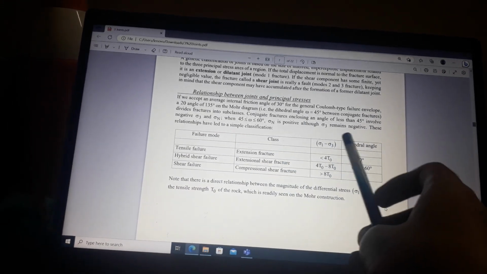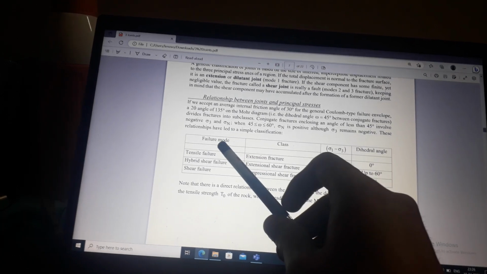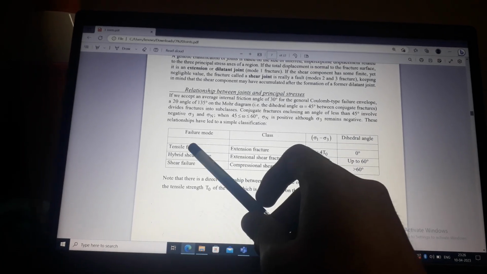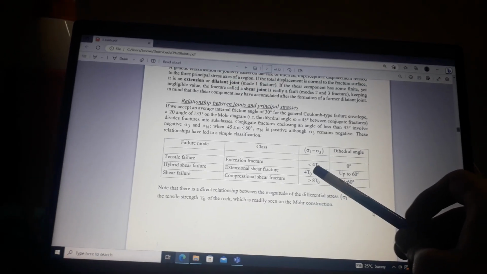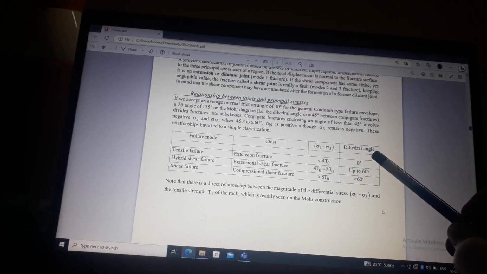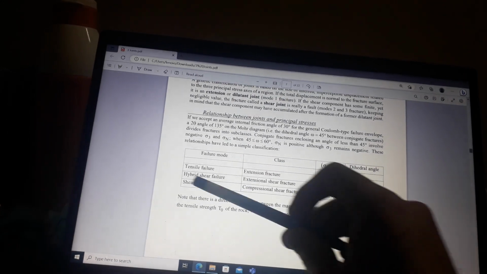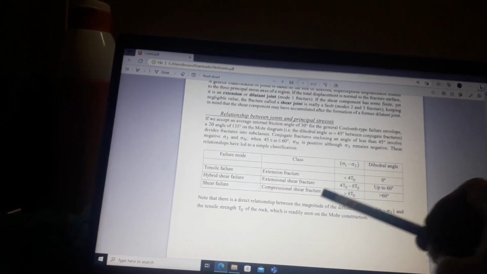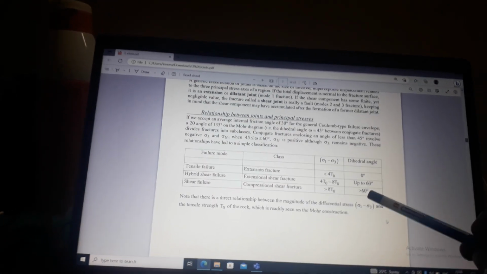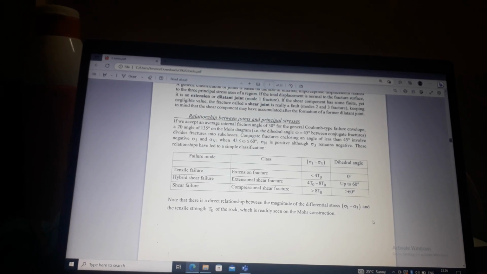This is failure mode. This is class. This is sigma 1 minus sigma 3, this is dihedral angle. Failure mode, if tensile failure, then class extension fracture. Sigma 1 minus sigma 3 less than 40 degrees. Dihedral angle 0 degrees. Hybrid shear failure. Class extensional shear failure. Sigma 1 minus sigma 3 40 degrees to 80 degrees. Dihedral angle up to 60 degrees. Shear failure. Compressional shear fracture greater than 80 degrees. Dihedral angle greater than 60 degrees.